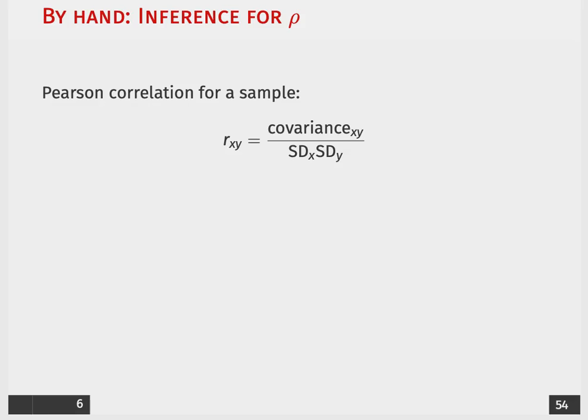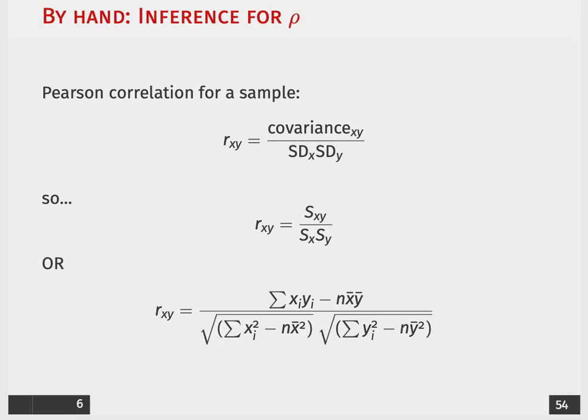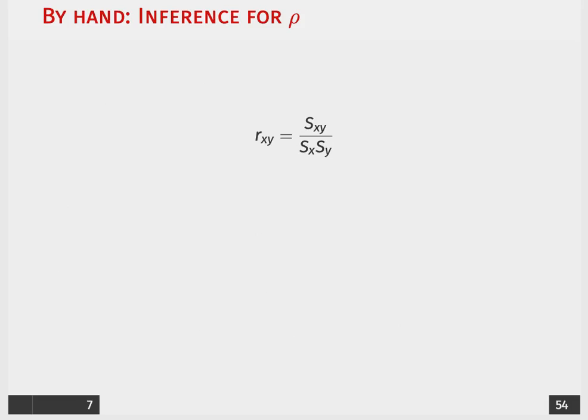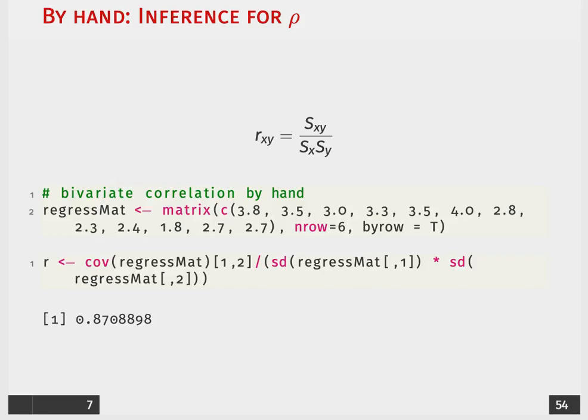Remembering that our calculation for small r is just the covariance between x and y, and in the denominator, the standard deviation of x multiplied by the standard deviation of y. So we can rewrite that like such. I'm not going to get too far into it. This is essentially the same thing that we talked about last week. So we're going to do this by hand in R.